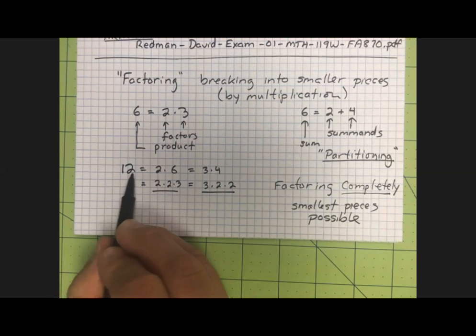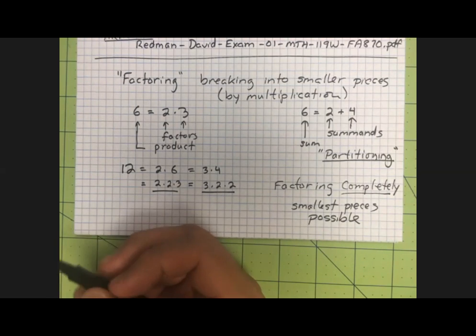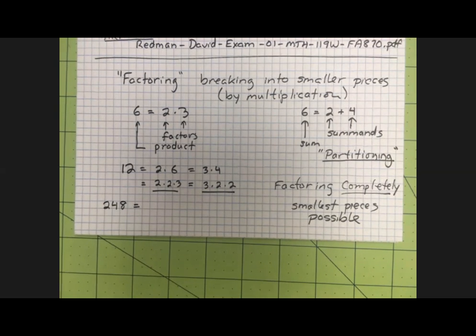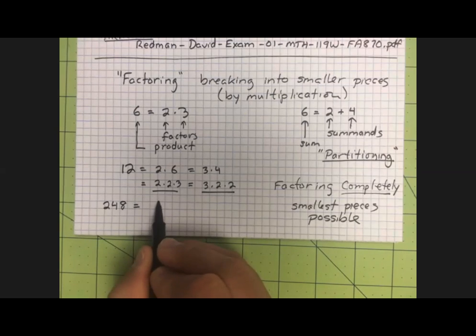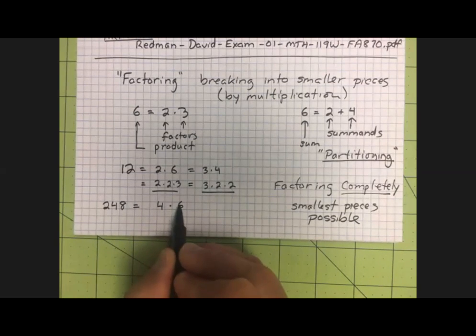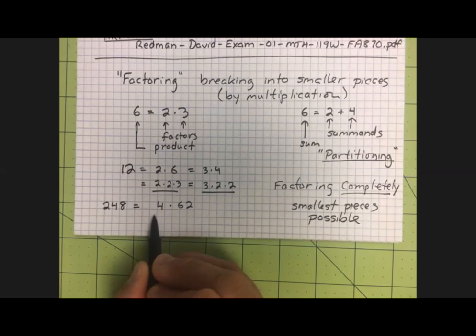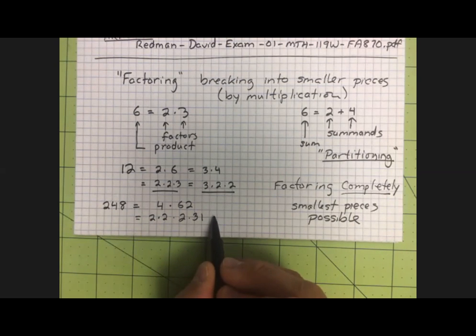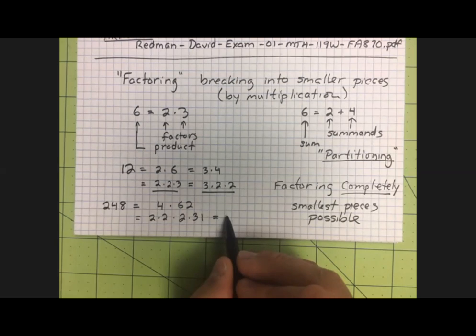Now, people can get really crazy, like factoring 12 is not such a big deal. But if I ask you to factor 248, it would take you a second or two. There's lots of things you can do. Say 4 times 62, that's 248. 4 is 2 times 2. 62 is 2 times 31. Took me a few more seconds, but now I'm done. 248 is 2 cubed times 31.